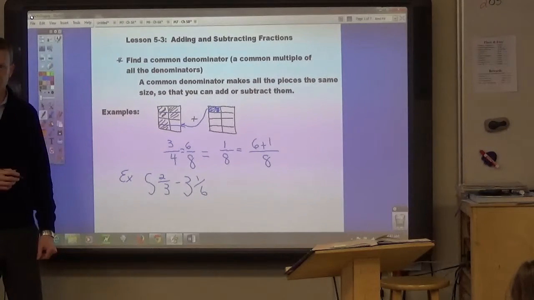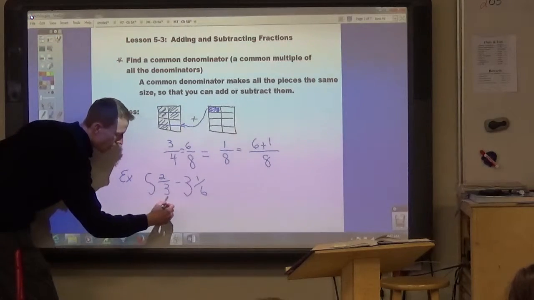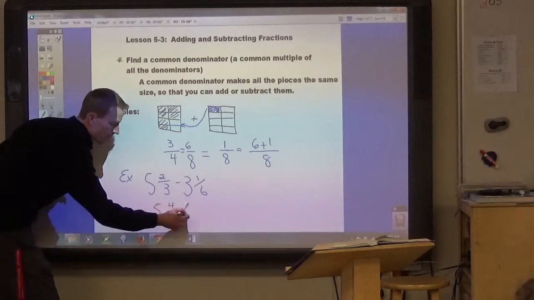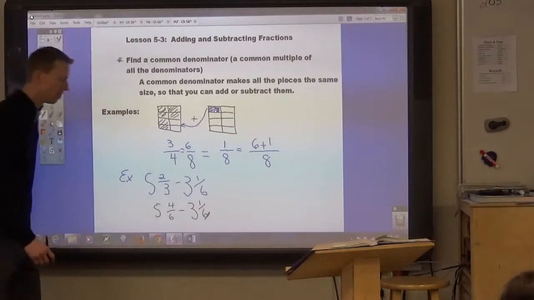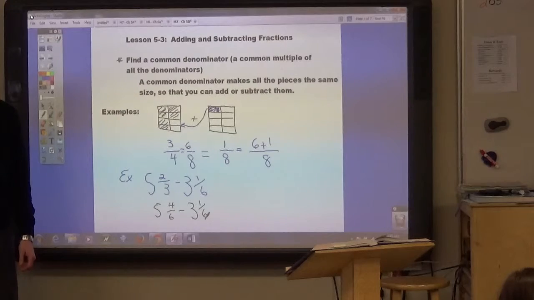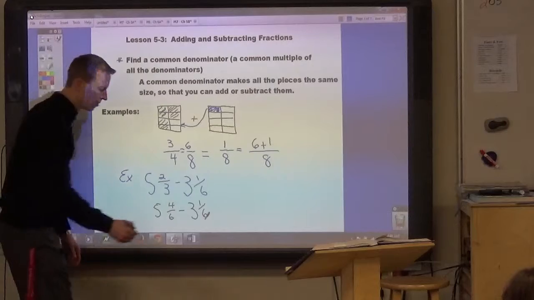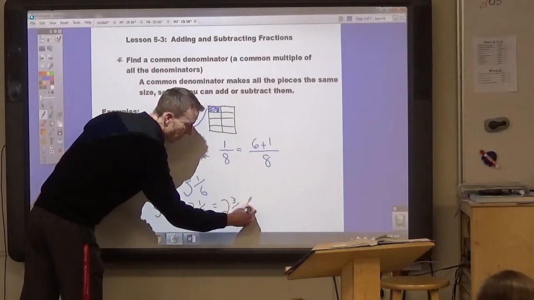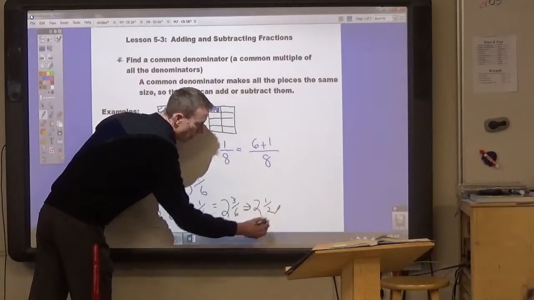what? Well, we change the denominator to 6. Right. So rewrite this as 5 4/6 minus 3 1/6. Right? And then we can subtract the pieces, and we can subtract the wholes. And get 2 3/6, and simplify that to 2 1/2. Right?